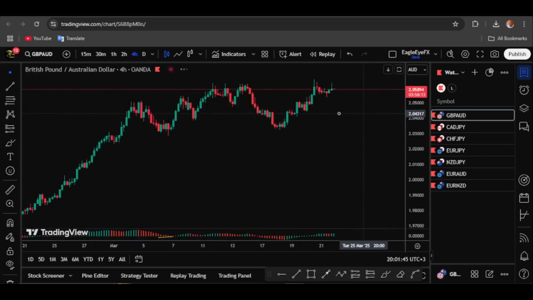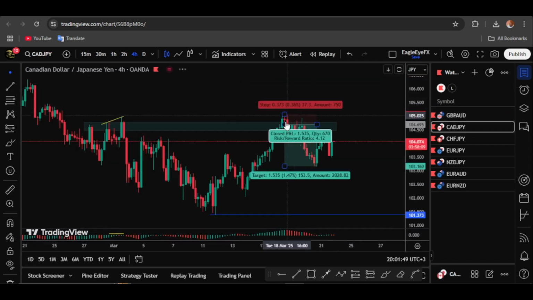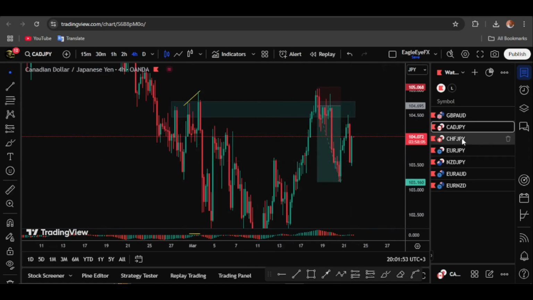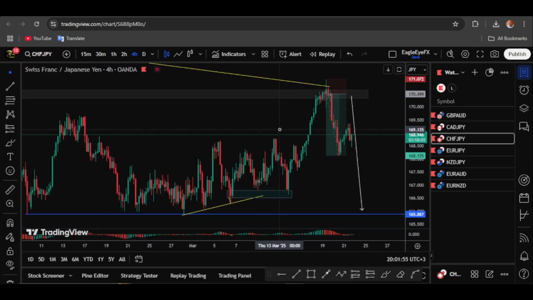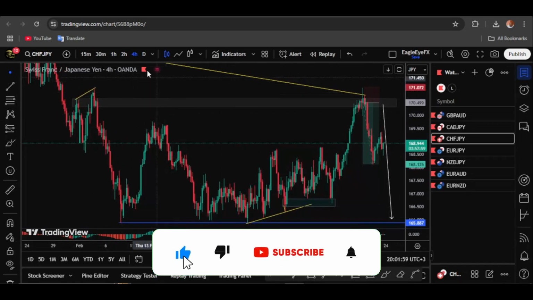You can see this one actually played out around 4.12%. So we had GBP AUD playing around 5.9, around 6%. Then we have CAD JPY around 4%. That's almost like 10%. All right. Then we had another one here, which is CHF JPY. So you can see CHF JPY on the 4-hour time frame.